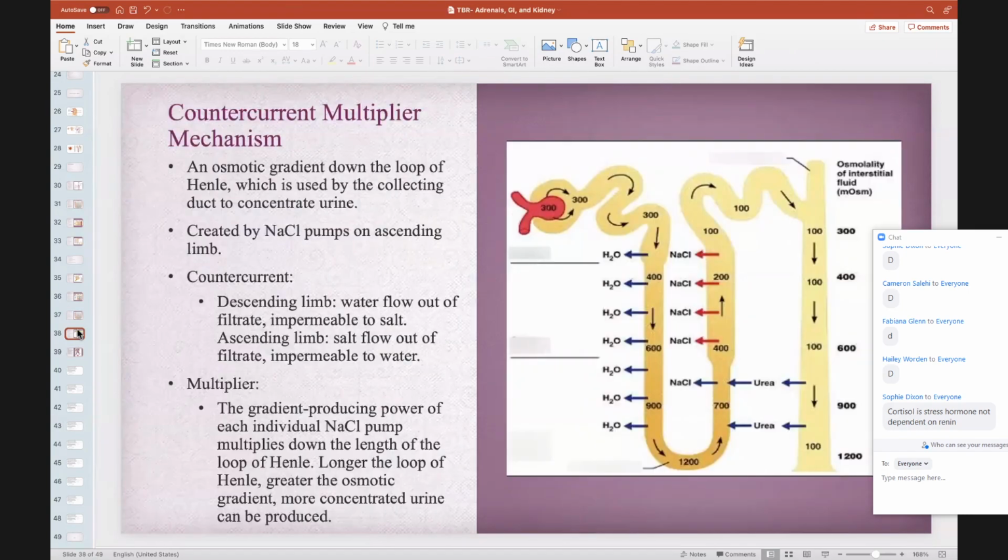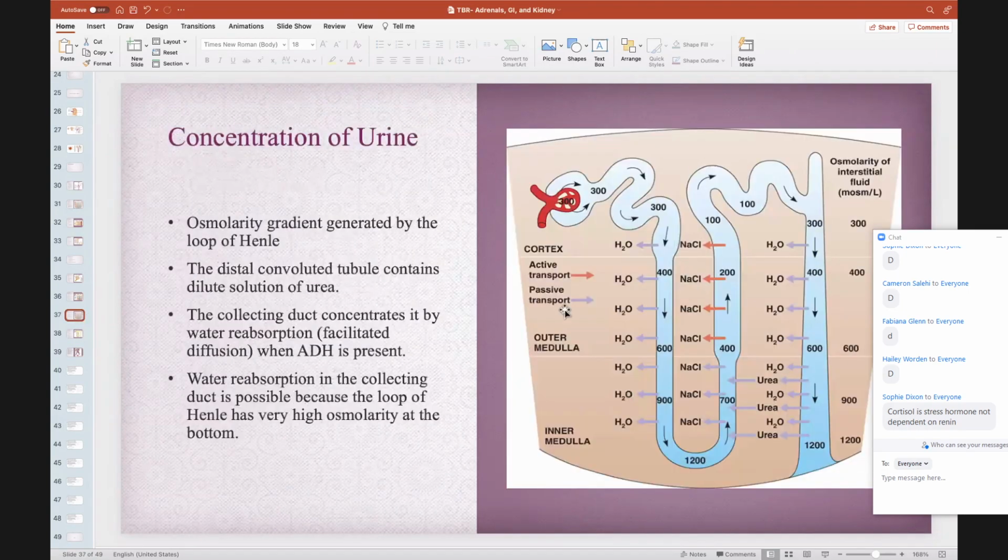So why is it called the countercurrent multiplier mechanism? It's because you're going in opposite directions, right? This one's going down, this one's going up: countercurrent. And multiplier is because the longer the loop of Henle, the greater the concentration gradient you can produce, because you can fit more of these sodium chloride channels, these active pumps, to reabsorb it. That is where you get the multiplier mechanism, because it multiplies with each additional sodium chloride channel that you can fit. Does that make sense?